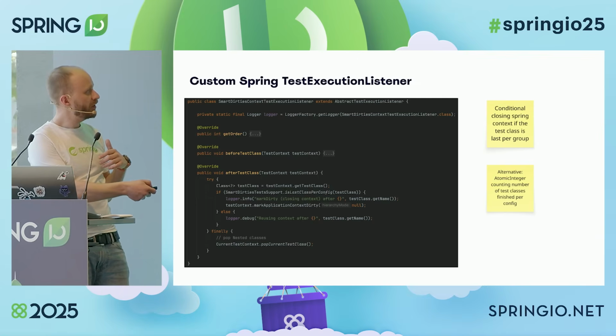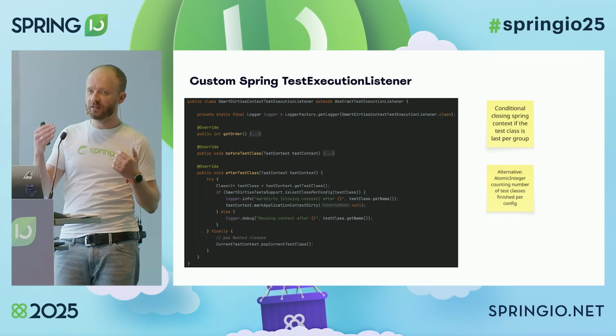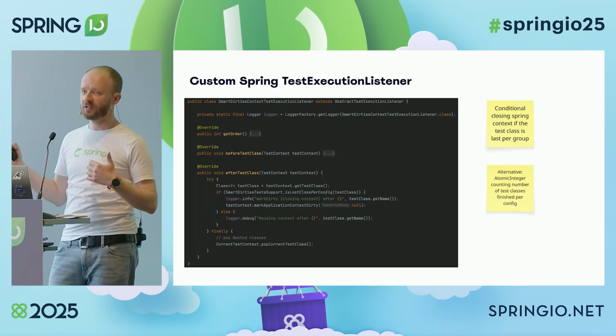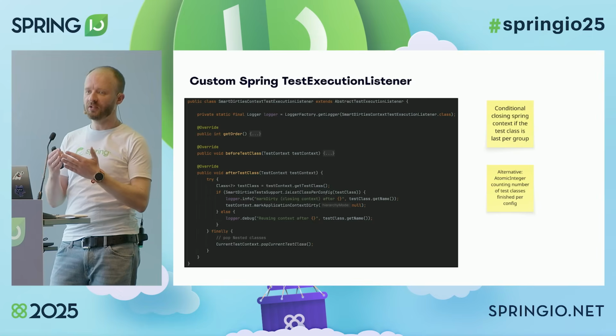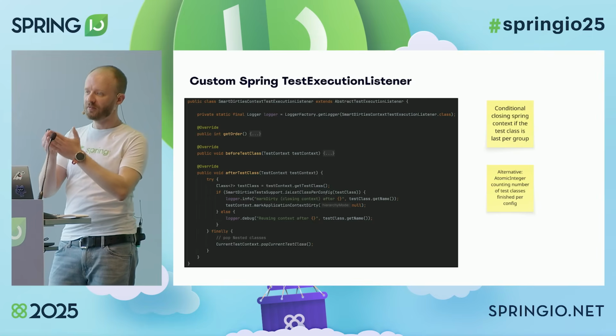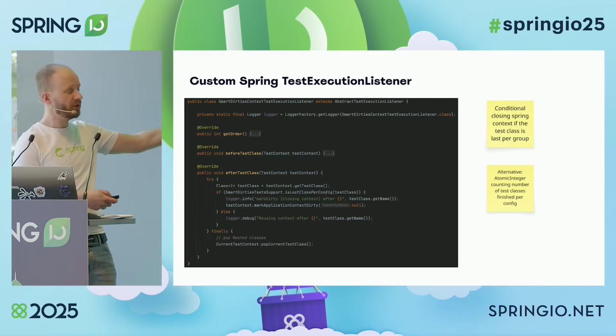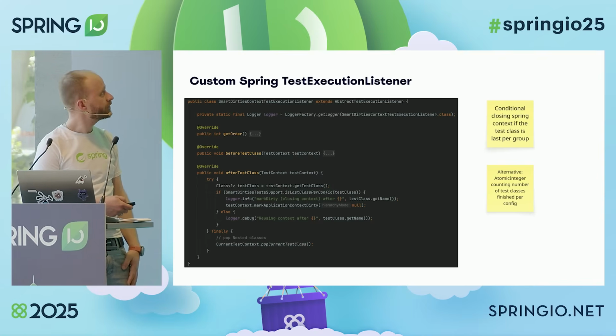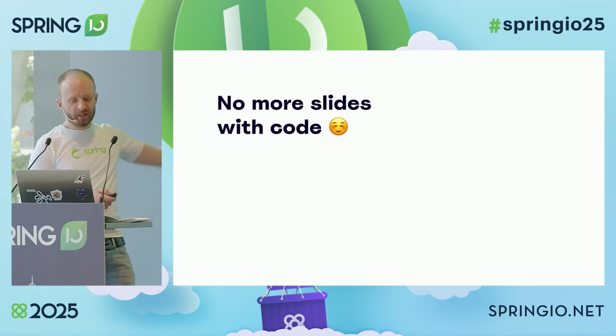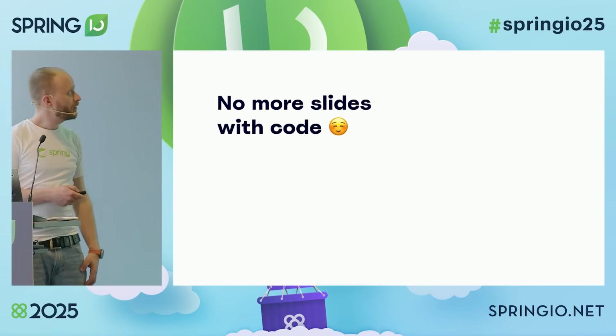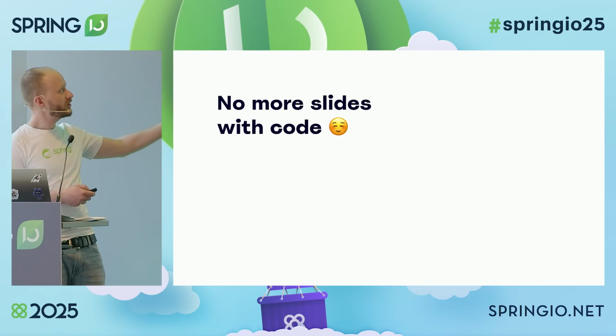If we know the order of tests in advance, before we start the execution, we have a very simple criterion: this test is the last for this configuration. We don't need to reuse the context anymore, and we can eagerly close it. Okay, you may be tired of the code. Only pictures next.